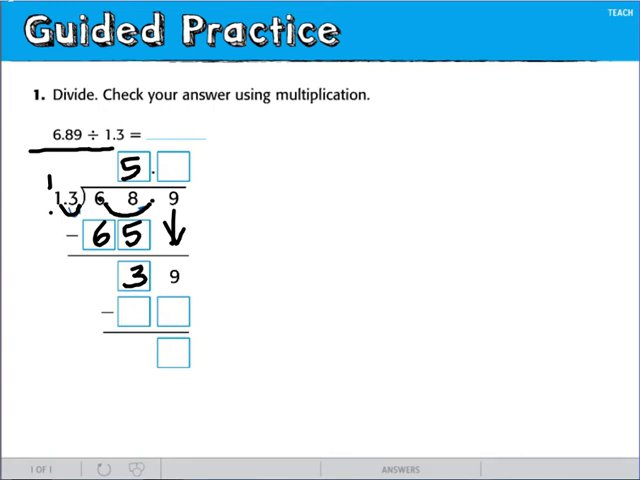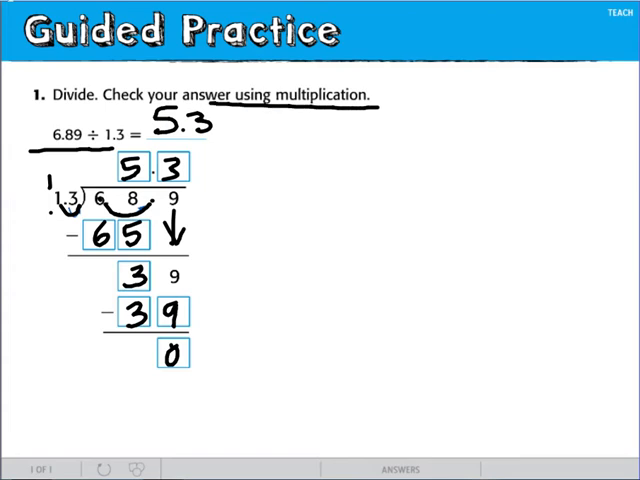I now have 39 and 13. So 39 divided by 13. So what times 13 equals 39? 3. Mr. Haynes? 3. 3, Mr. Haynes. Let's see. 3 times 3 is 9. 3 times 1 is? 9 subtract 9 is 0. 3 subtract 3 is 0. So that's my answer. 5 and 3 tenths.